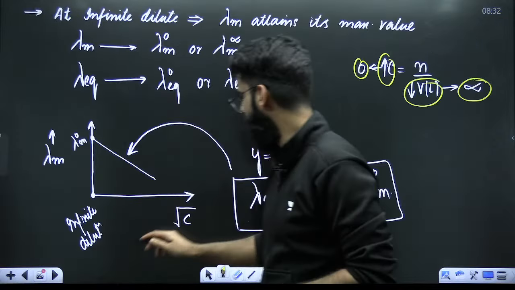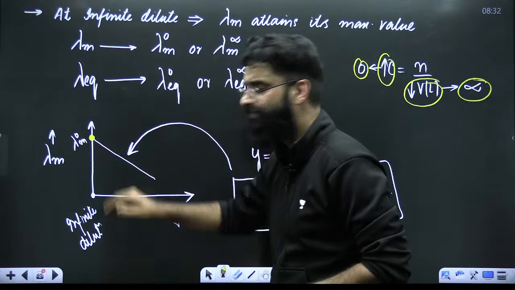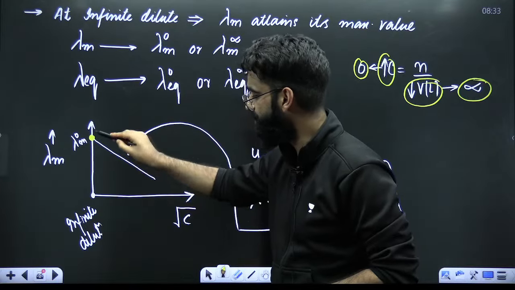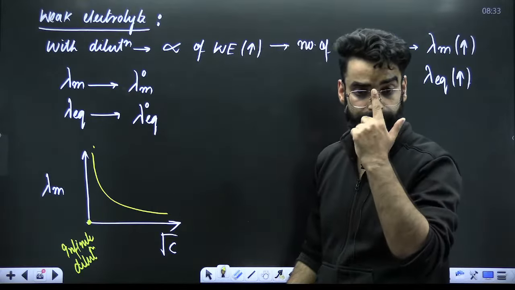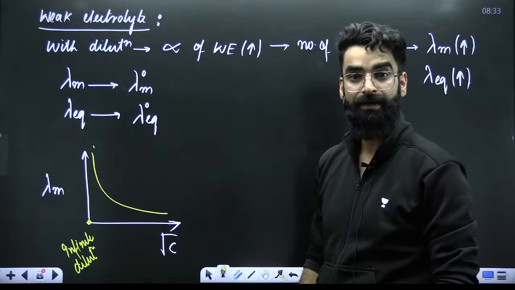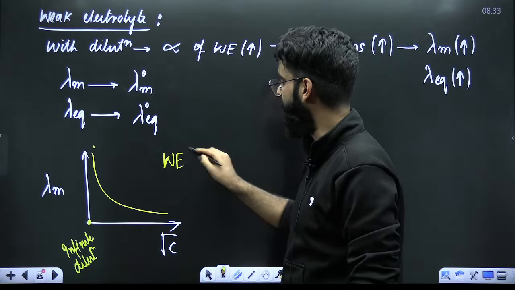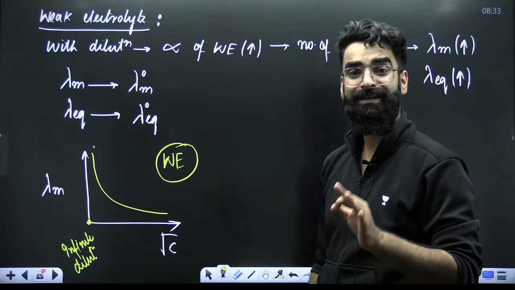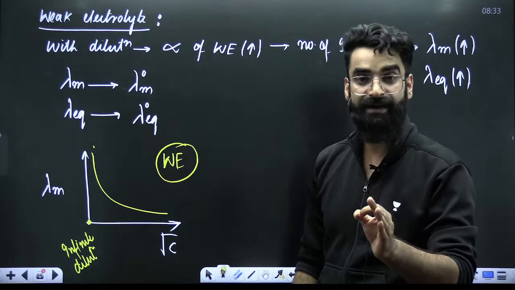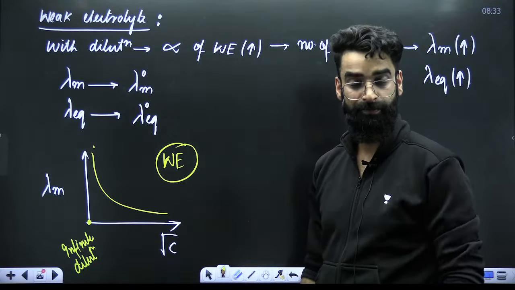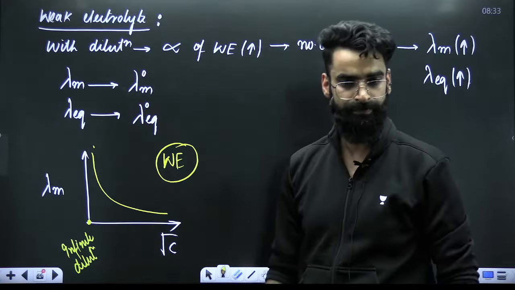But from this graph, are you able to find the molar conductivity at infinite dilution? From that earlier graph, you were able to find the molar conductivity at infinite dilution with the help of this intercept. But in this particular curve, do you have any intercept? There is no intercept. So from this curve, which is valid for a weak electrolyte, you cannot calculate the molar conductivity at infinite dilution for a weak electrolyte. But for strong electrolytes, we can do it with the help of the graph, with the help of its intercept.